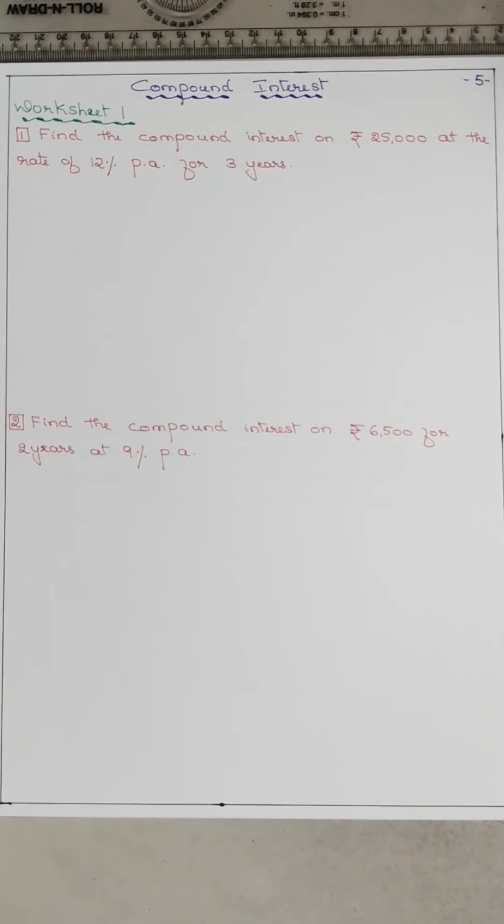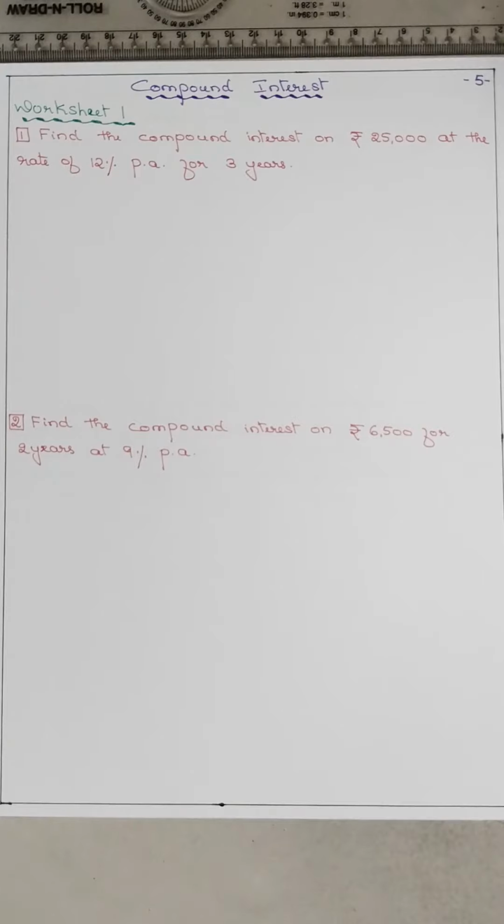Now coming to worksheet 1. In this worksheet we will use the formula method. In the examples we have learnt, for 3 years you find the SI, then take out the amount, and the amount after the first year becomes the principal for the second year, and then find the SI again and then find out the amount, like that. That was the first method. And the second method was by using the formula.